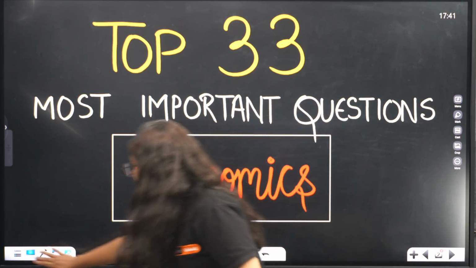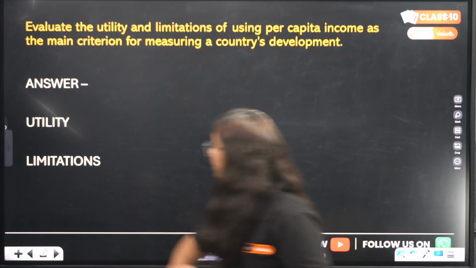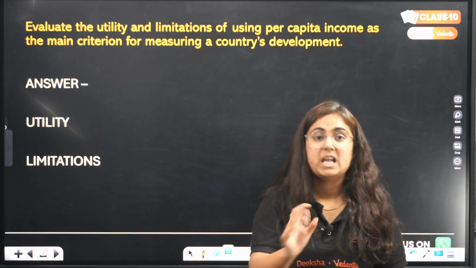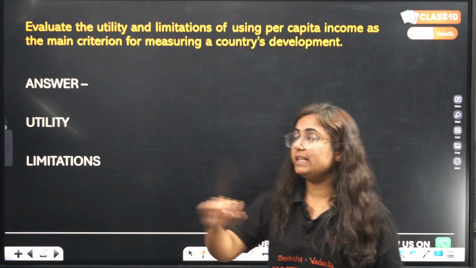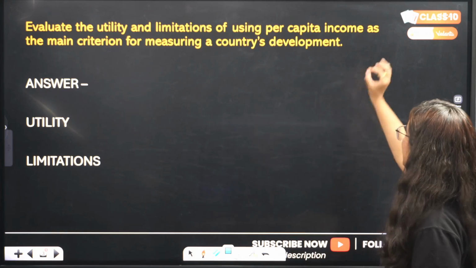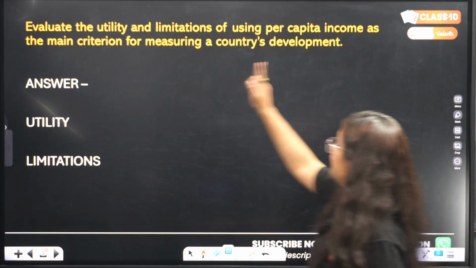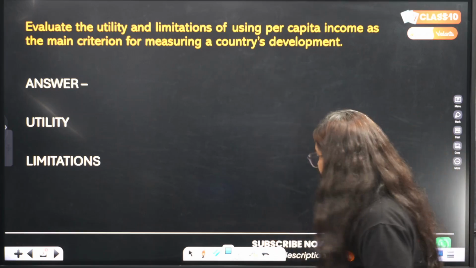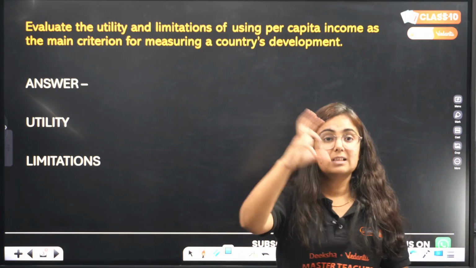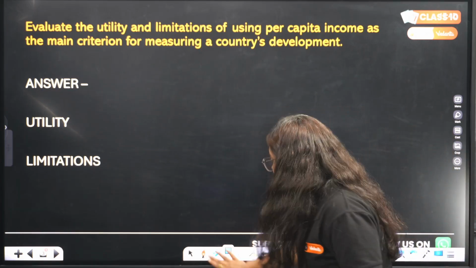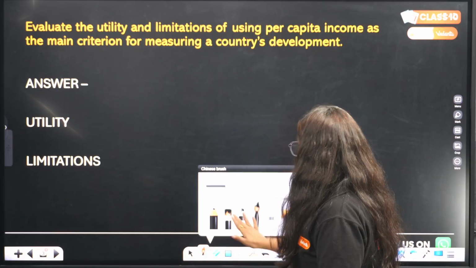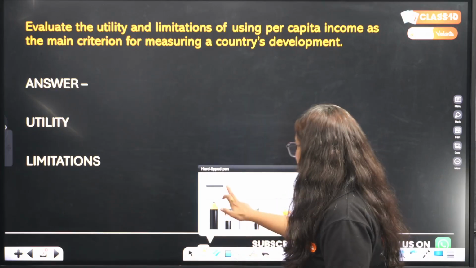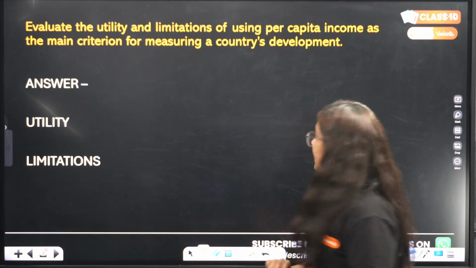We will start with the very first question of the day, and the question is: evaluate the utility and the limitations of using per capita income as the main criteria for measuring a country's development. Here I focused that I should give you certain important points also, so that you know what the framework to write an answer in the exam should be.